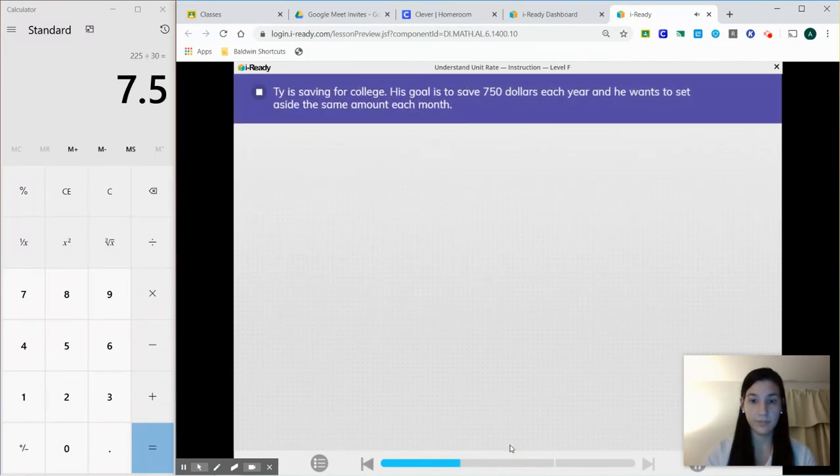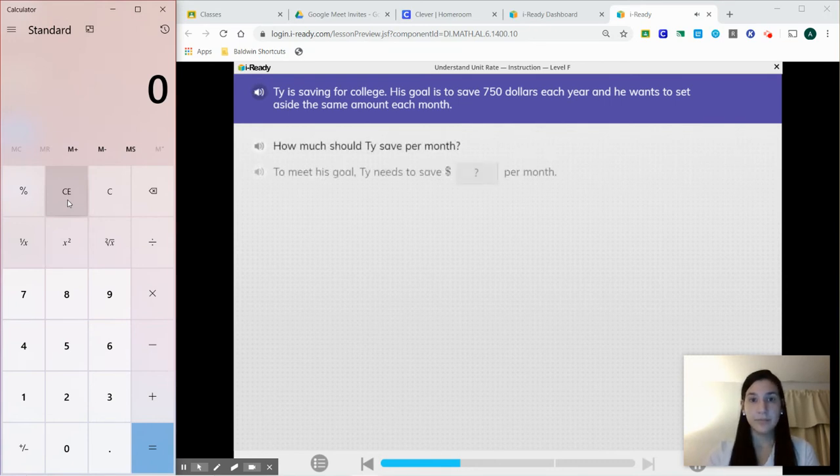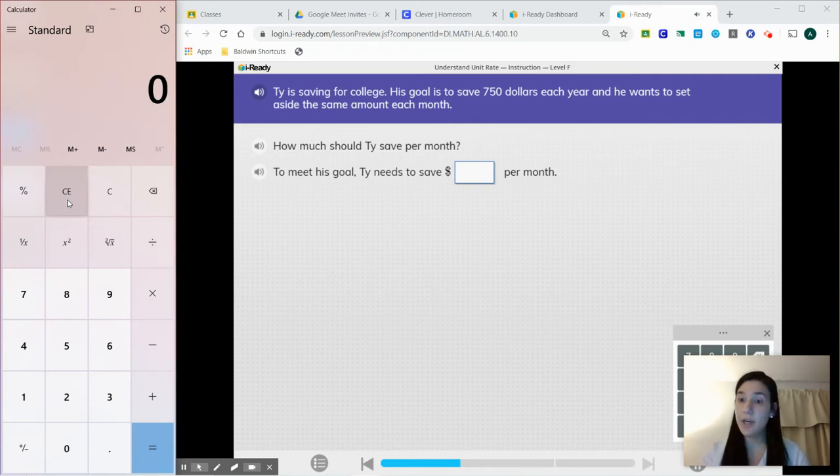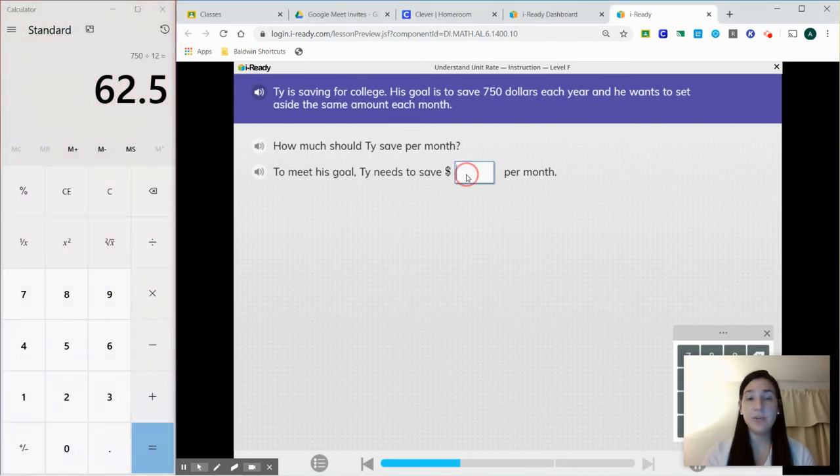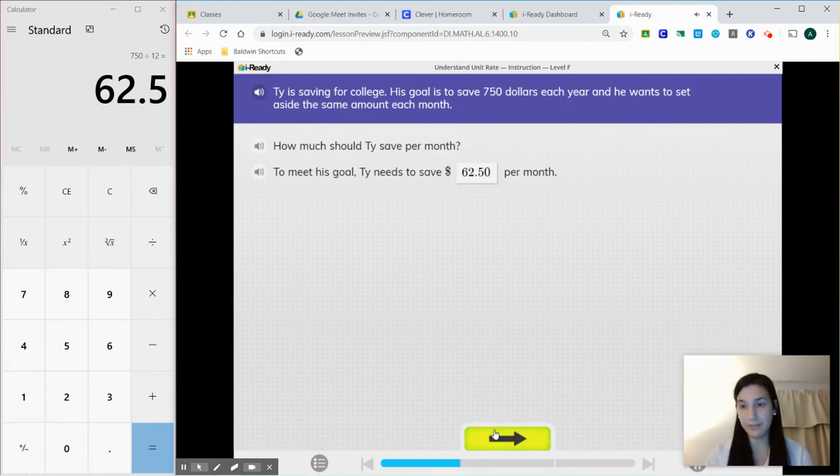Ty is saving for college. His goal is to save $750 each year, and he wants to set aside the same amount each month. How much should Ty save per month? Now you need to know how many months are in a year in order to do this. So we know that there are 12 months in 1 year, so we're going to do 750 divided by 12, and that will give us $62.50 per month. So 62.5, and we're done.